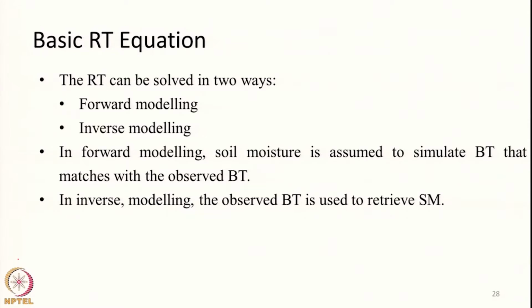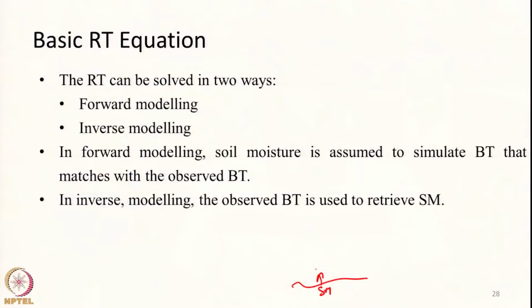The basic radiative transfer equation we have just seen, comprising 3 components, can be solved in 2 ways, either in a forward modeling way or in an inverse modeling way. In forward modeling, the soil moisture is assumed to be a given value, so that the brightness temperature is simulated and matched with the observed brightness temperature.